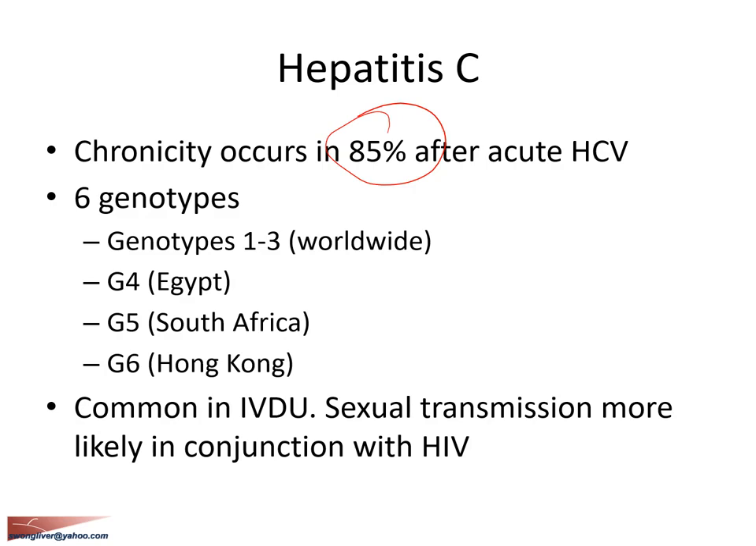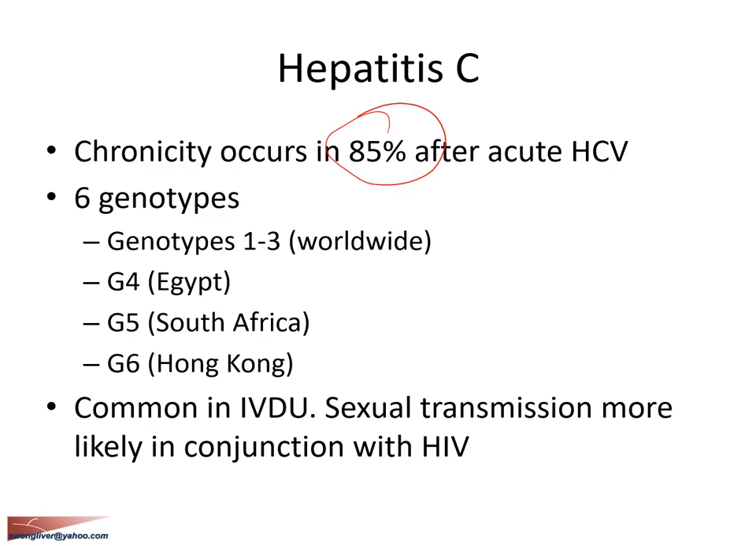The main reason why this happens is that for hepatitis C, the virus mutates very rapidly. So once the patient is exposed to hepatitis C, the immune system is not able to mount a very effective response against the virus because the virus mutates very rapidly. And that is why it escapes immune system destruction and the patient proceeds to chronicity most of the time.